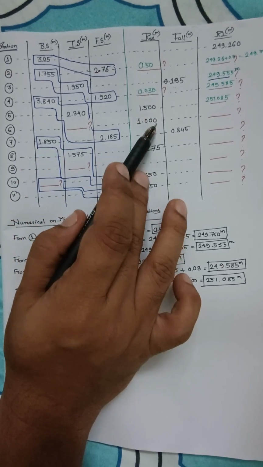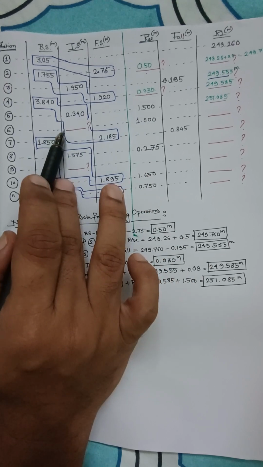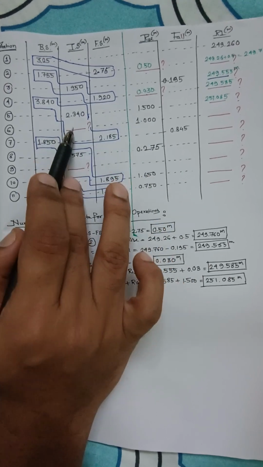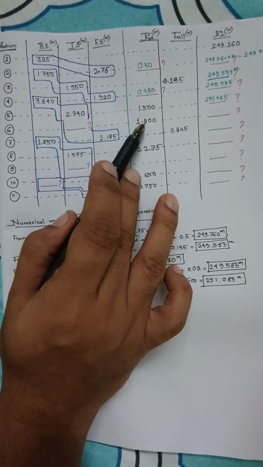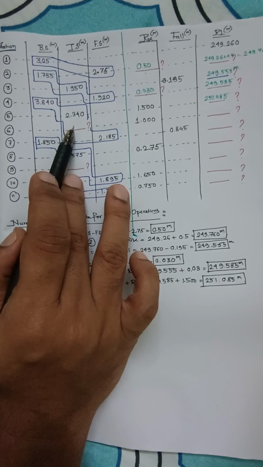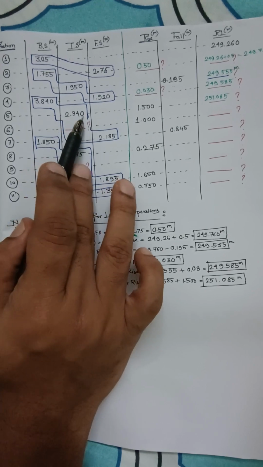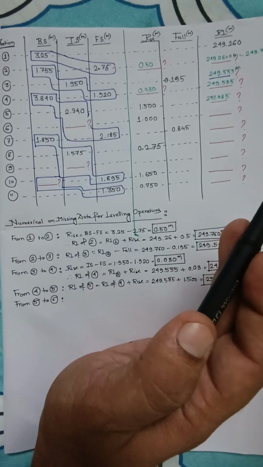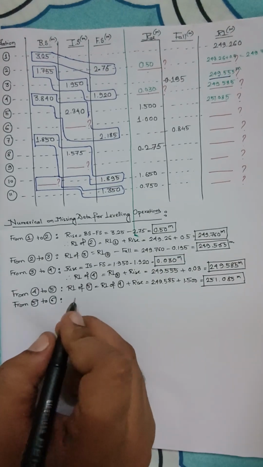Here rise has happened. It's a back calculation kind of a thing. Rise has happened, that means the reading is bound to decrease. How much is the rise? 1 meter. So how much it will decrease? The reading will decrease by 1 meter. So what is the new reading? 2.340 minus this. That is basically the thing.